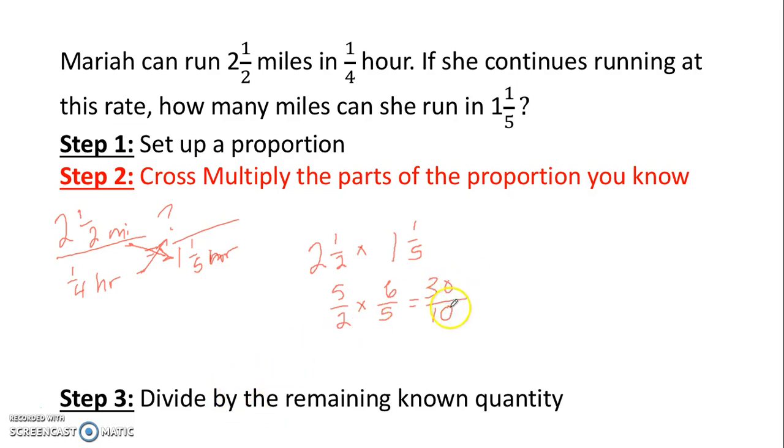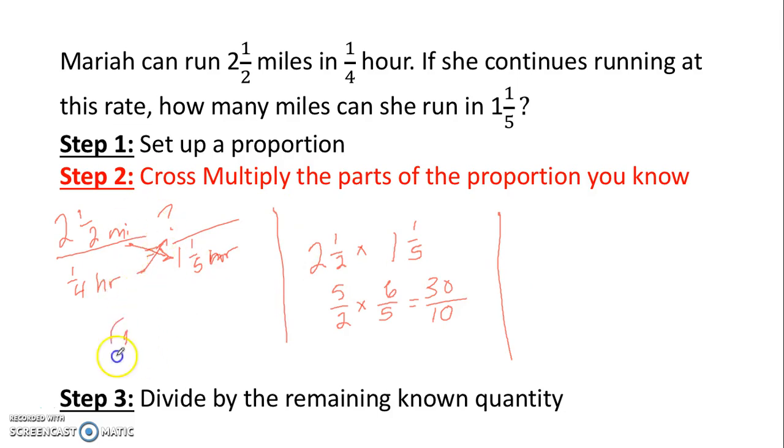So we have 30 over 10, and we need to divide. Now the one that we haven't done yet is 1/4 hour. That's what we're going to divide. So step 3, and I'm just going to keep it right here so we don't lose the work that we've done so far. So step 1 is right here.